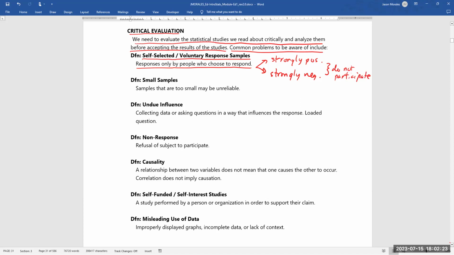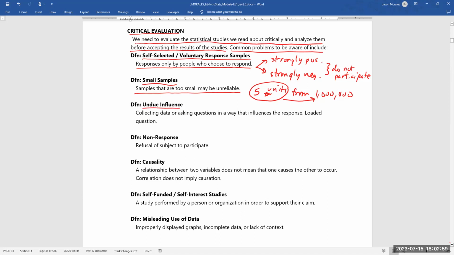Another area of sample bias is in taking small samples. So samples that are too small may be unreliable. So if you've got a population of 1 million and maybe you take only 5 members or 5 units from a population of 1 million, it would be possible that those 5 are not characteristic of the entire population of 1 million.